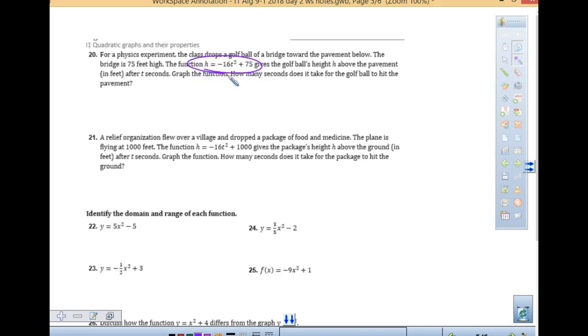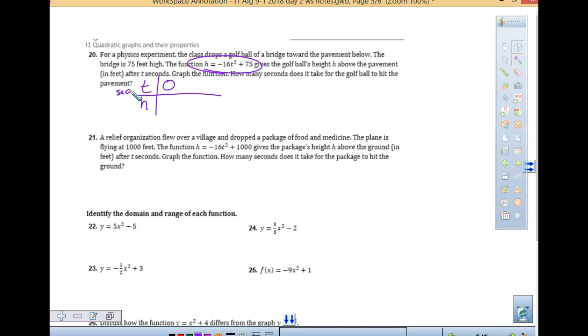So if we take a look at number 20, it says this physics experiment, they dropped the golf ball from the bridge that is 75 feet tall, and it says in feet, graph the function after how many seconds. So if we are looking at t for our time and h for our height, does it make sense to have negative time? No. So as you start number 20, please put 0 for your first time. That's our time in seconds, right?